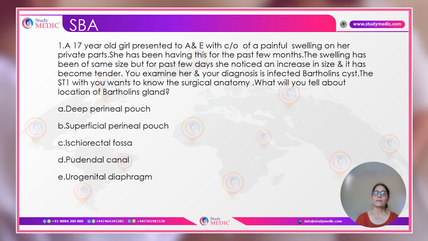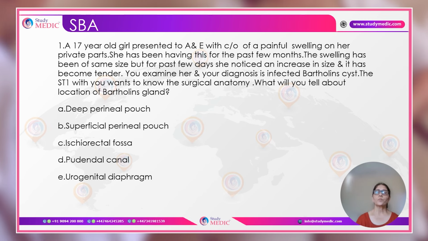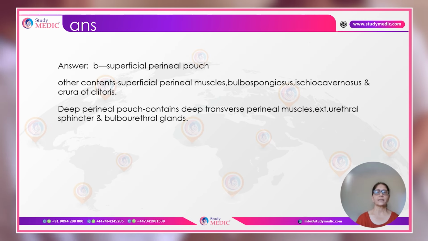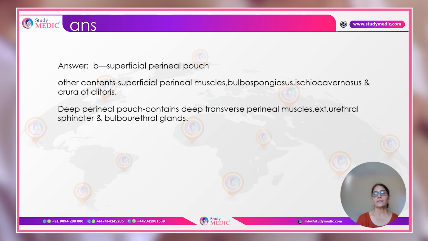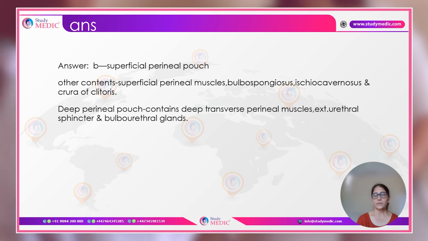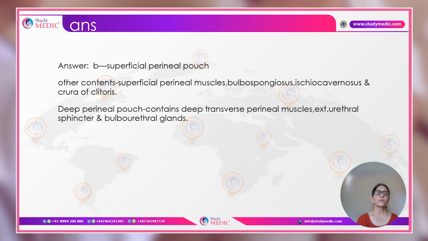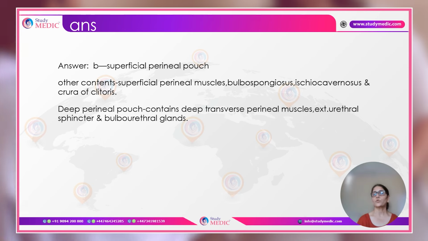Here you have to know the contents of the superficial and the deep perineal pouch if you were to answer this question. So let us see what the contents are. The answer is the superficial perineal pouch. The other contents of the superficial perineal pouch are the superficial transverse perineal muscles, then the other muscles like the bulbospongiosus, ischiocavernosus and the crura of the clitoris. In the deep perineal pouch, you have the deep transverse perineal muscles, another important structure, the external urethral sphincter, and the bulbourethral glands.